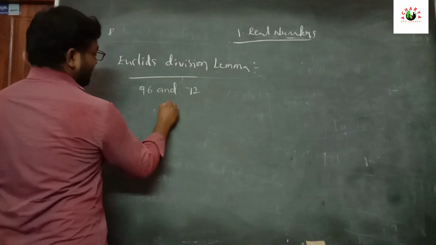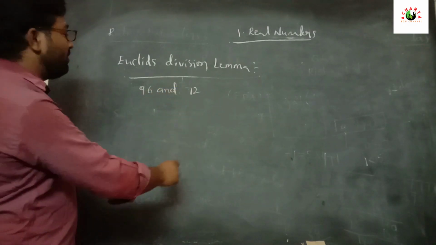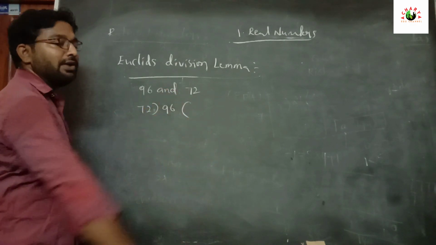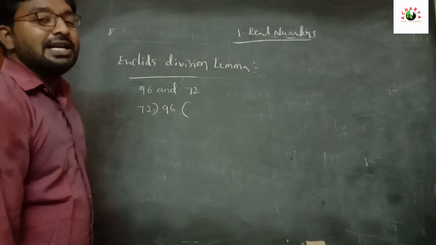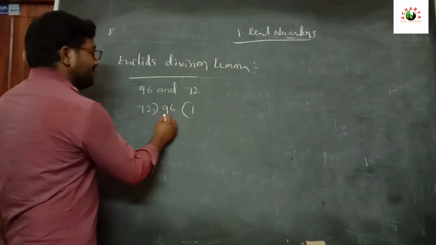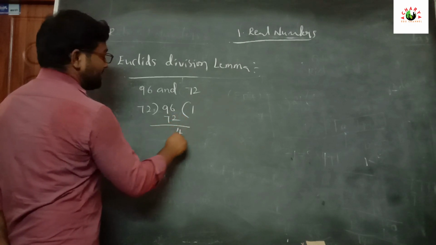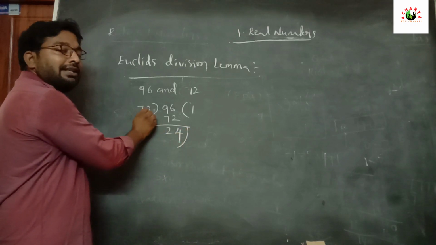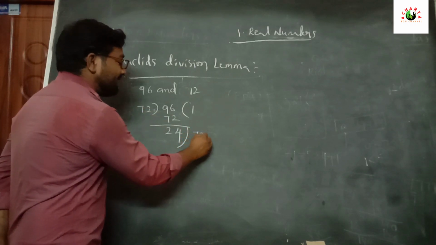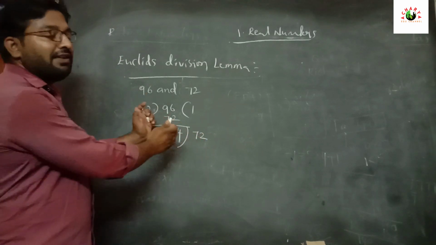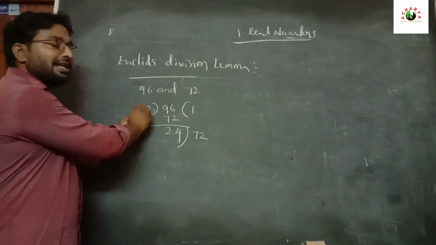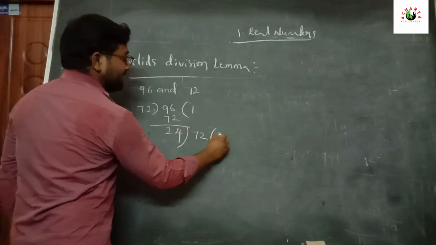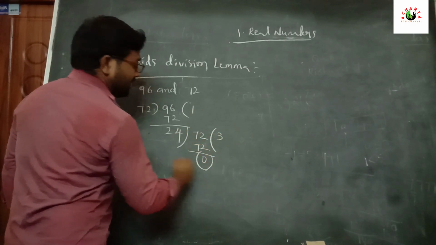Let us check with the example 96 and 72. So we take the bigger value. What is the greater value? Here 96. The greater value is divided by the smaller value. So 96 divided by 72. Now 72 ones are 72. Here the remainder is 24. Again we take the divisor. While we are doing the next step, this divisor becomes the dividend. So 24 threes are 72. So the remainder is 0.